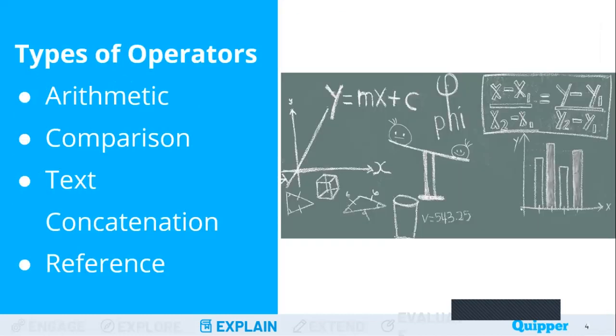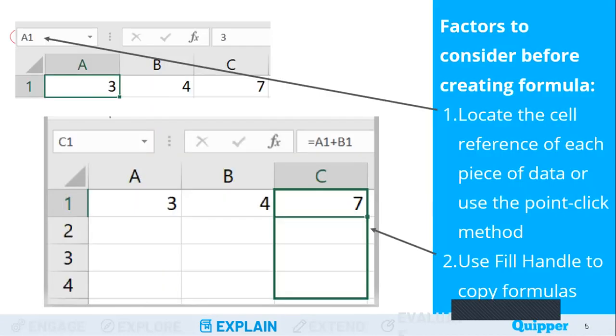So what are different operators used in spreadsheet? So we have types of operators. We have arithmetic, comparison, text concatenation, reference. Then we have factors considered before creating formula. So locate the cell reference. First is locate the cell reference of each piece of data or use the point click method. As you can see, kanang arrow nga A1.